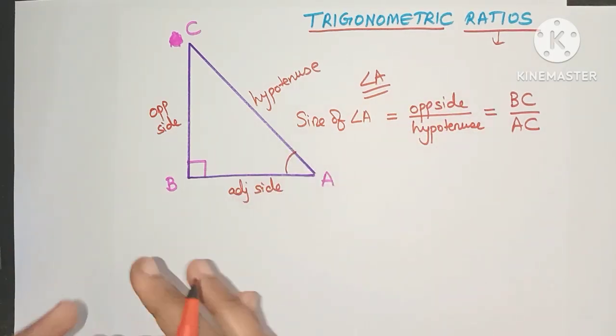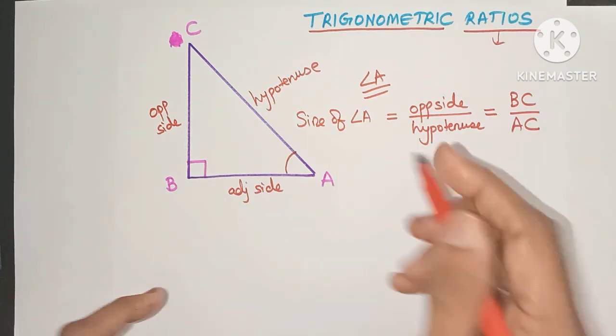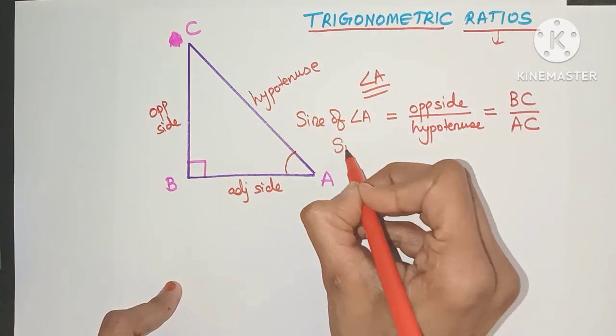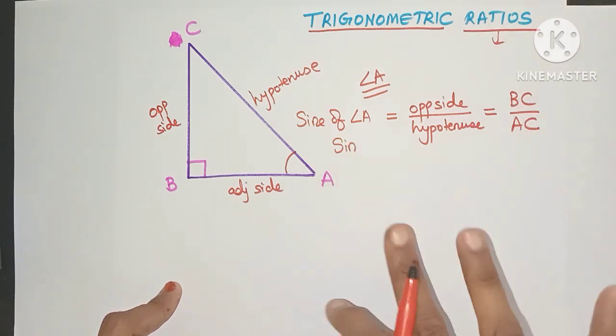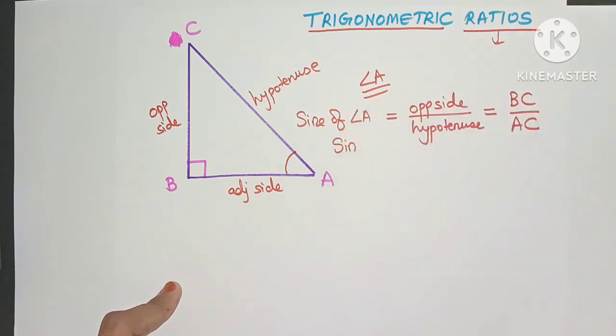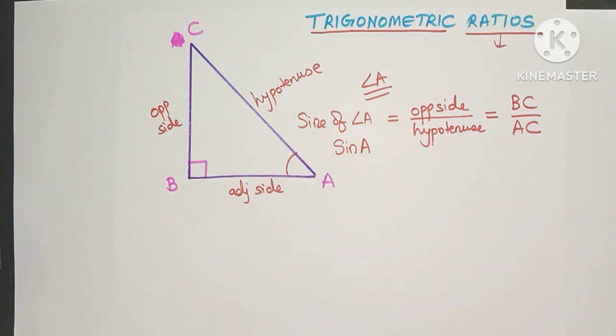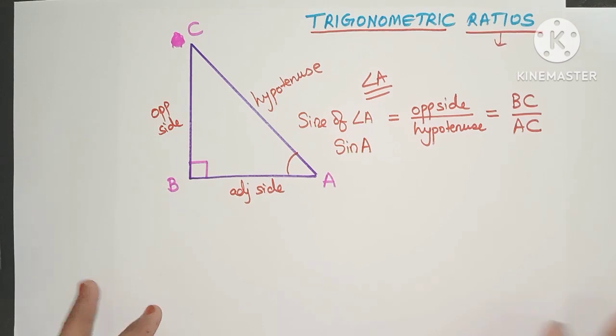Now every time if we write sine of angle A, it will become very lengthy. So they have also shortened it. They have called it sin. This is also pronounced as sine. So sine of angle A, they have simply written as sin A. That's it. So sin A is the opposite side upon the hypotenuse, friends. This is a very important trigonometric ratio. I hope you understood this.